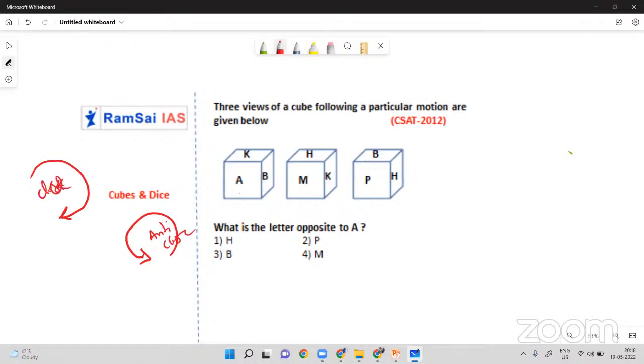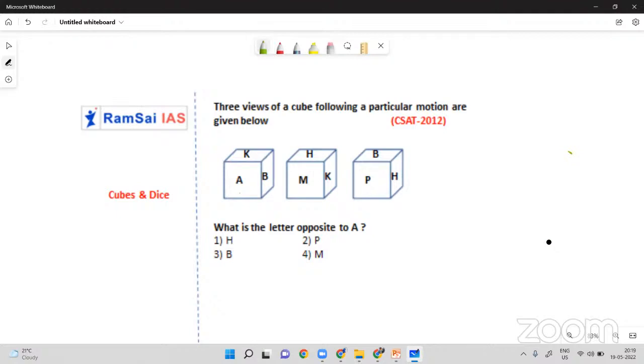Clockwise direction. So you just do one thing. You can consider either clockwise or anti-clockwise direction of all the cubes. So I'm just clearing everything. So either clockwise direction or anti-clockwise direction of all the cubes.